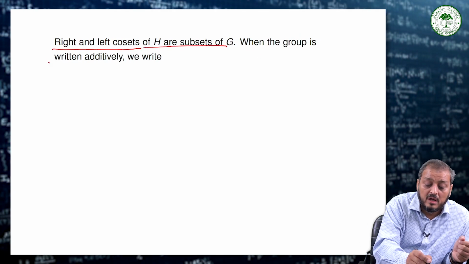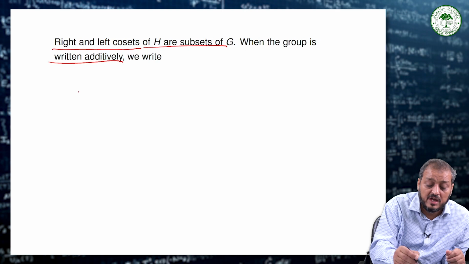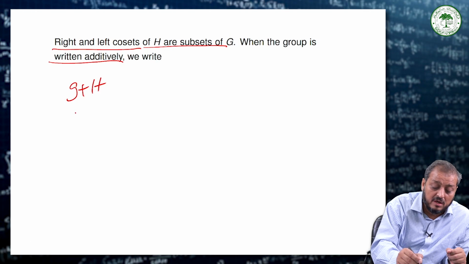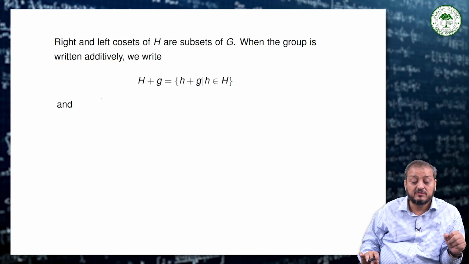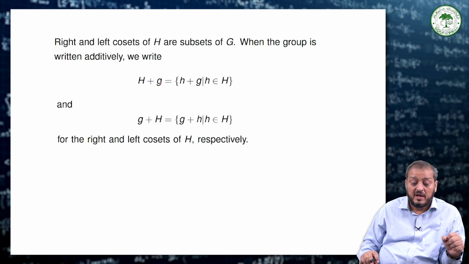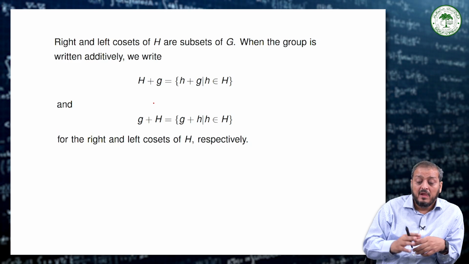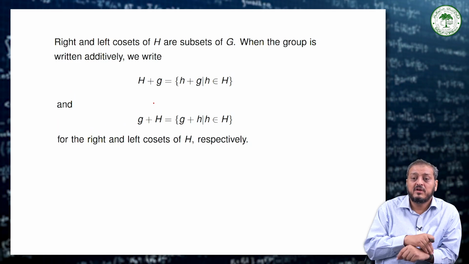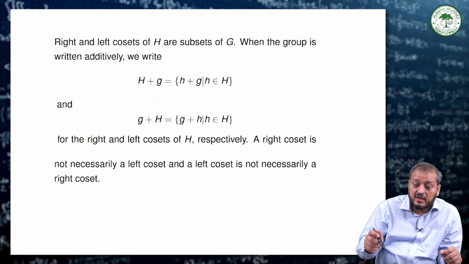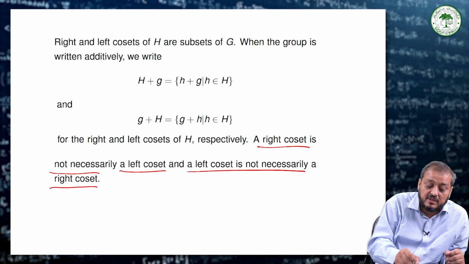When the group is written additively, we can write the cosets as g plus H or H plus g, where the binary operation is addition. These are the right and left cosets of H respectively, when the group is written additively under addition. A right coset is not necessarily a left coset, and a left coset is not necessarily a right coset.